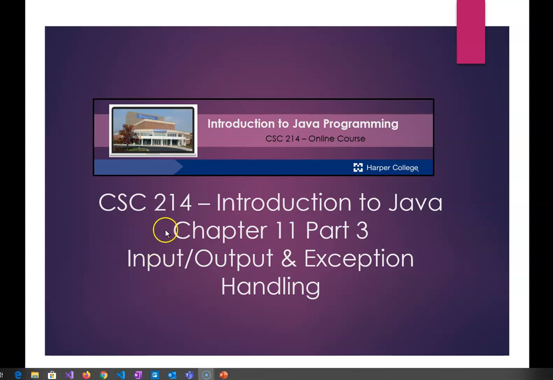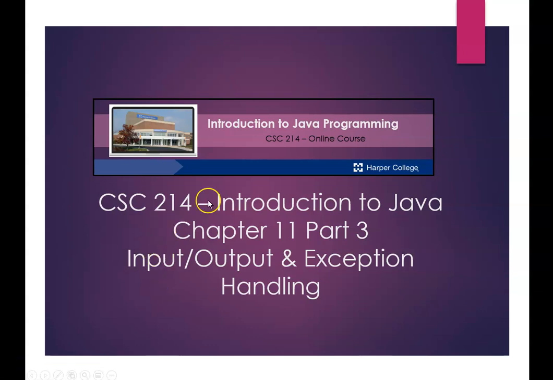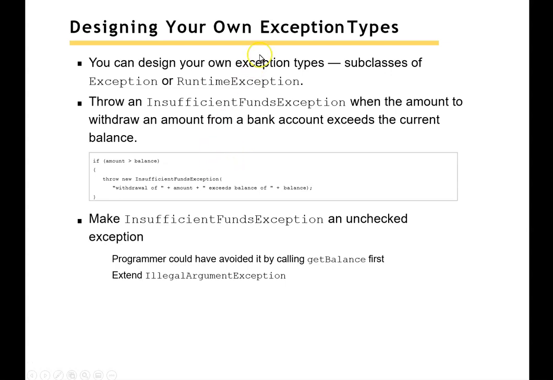This is the third video talking about Chapter 11 on exception handling and input-output. So we're going to talk about designing your own exception types. You can design your own exception types, subclasses of Exception or RuntimeException.